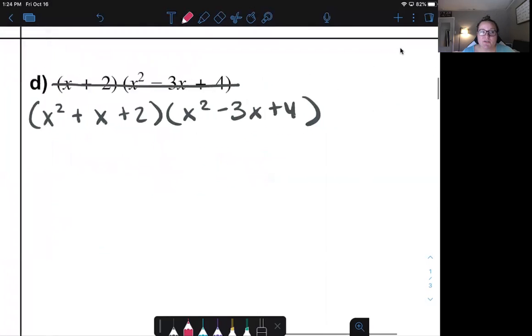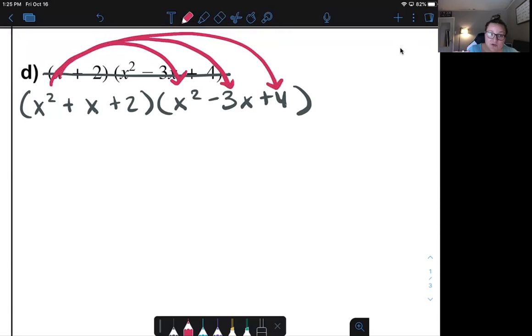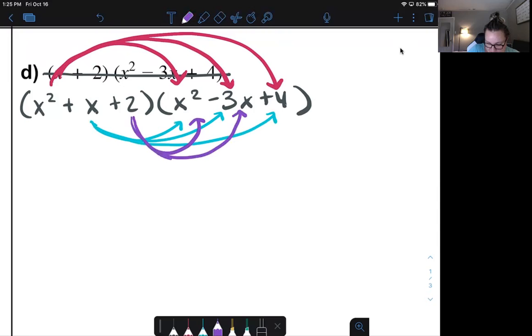Part D. So I actually want you to change part D. And this is how I'm going to know if you're actually watching my Edpuzzles or not, because you're going to change this problem. I want you to multiply a trinomial by a trinomial. To do this, I want you to multiply x squared plus x plus 2 times x squared minus 3x plus 4. So you're going to distribute x squared to x squared, negative 3x, and 4. You're going to distribute x to x squared, negative 3x, and 4. And you're going to distribute 2 to x squared, negative 3x, and 4.